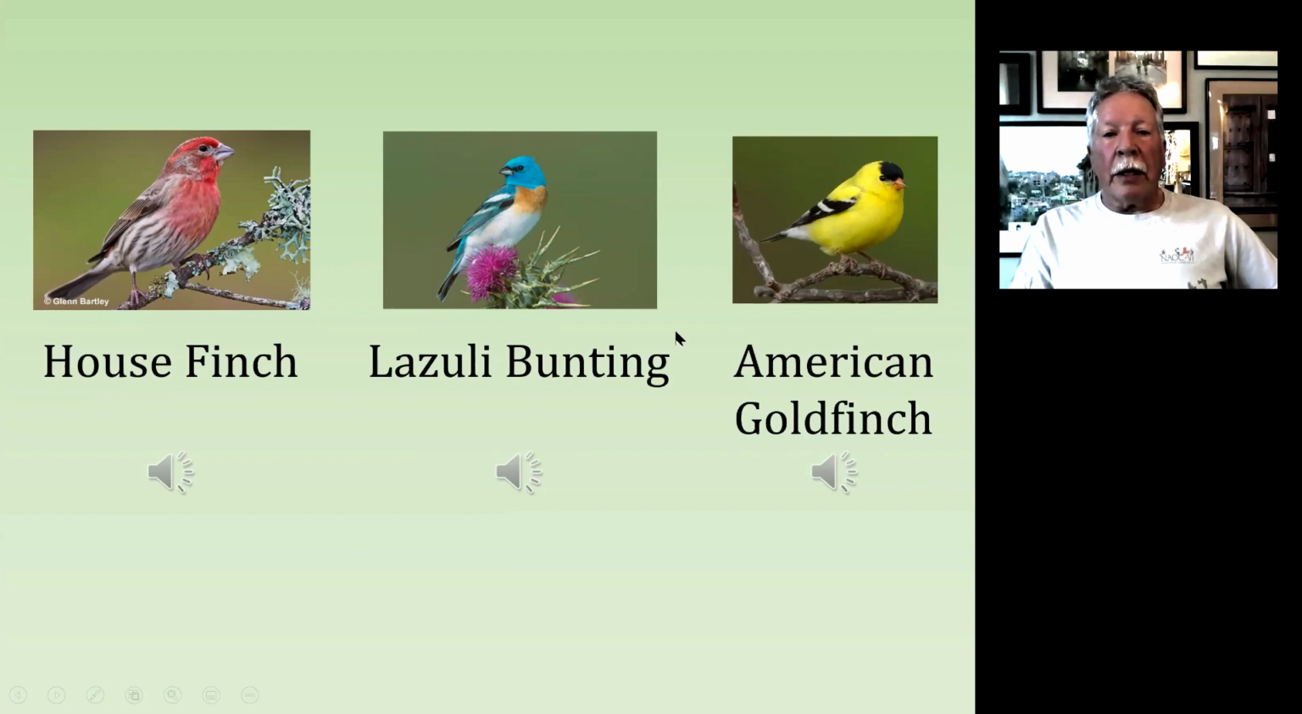So we're bringing lazuli bunting back to compare it to house finch and American goldfinch. So these are birds that mimic, they go on, they sing fast. One bird is always different from the next bird, and they can be quite confusing if all you do is hear them. We should be really familiar with that.